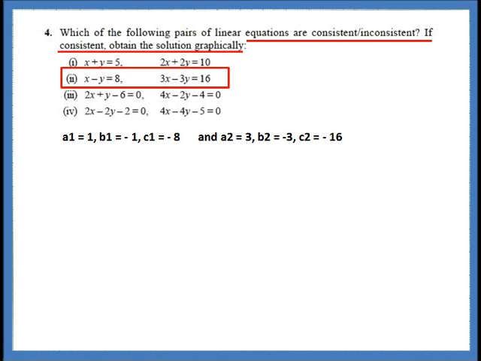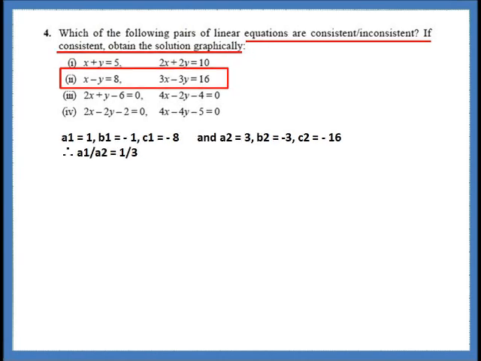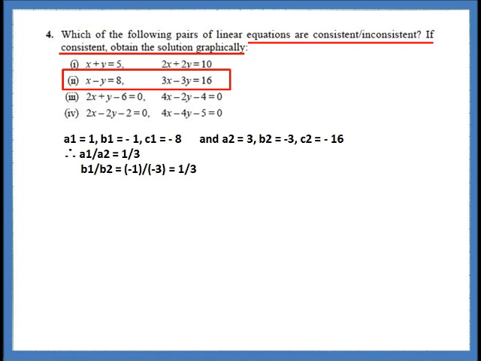This is the second part of the question, and the first equation is x - y = 8 and the second equation is 3x - 3y = 16. So by observing these two equations we find that a1 = 1, b1 = -1, c1 = -8 and a2 = 3, b2 = -3, c2 = -16. Therefore a1/a2 = 1/3.